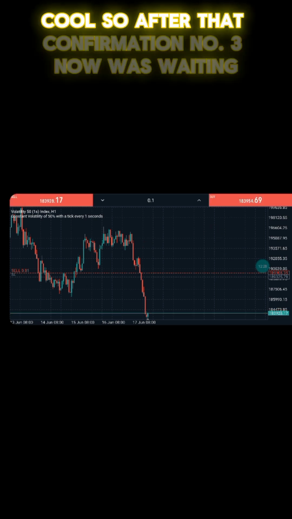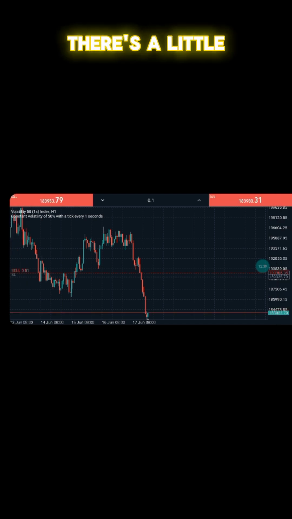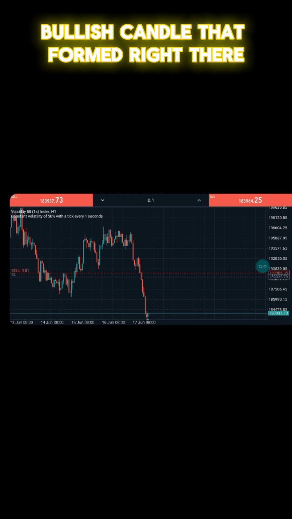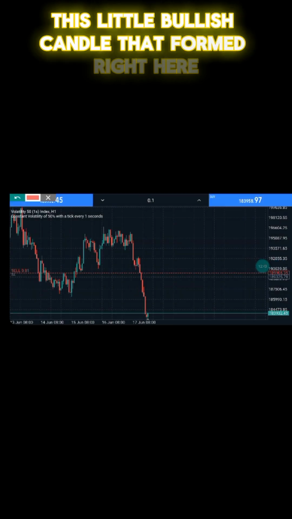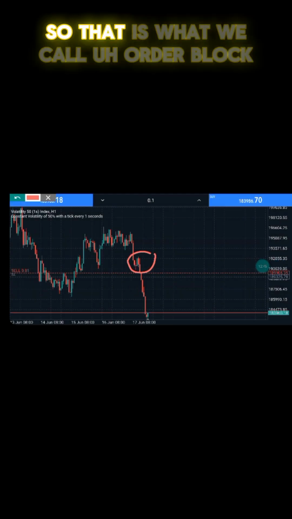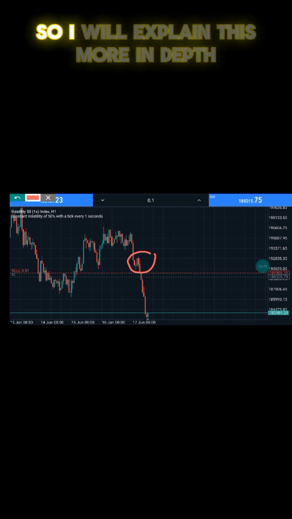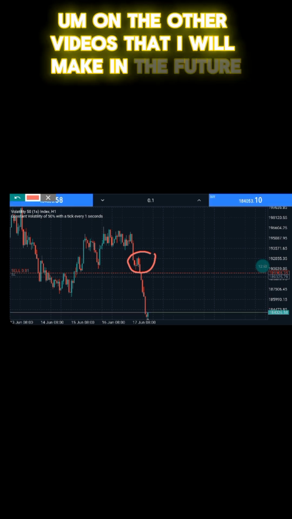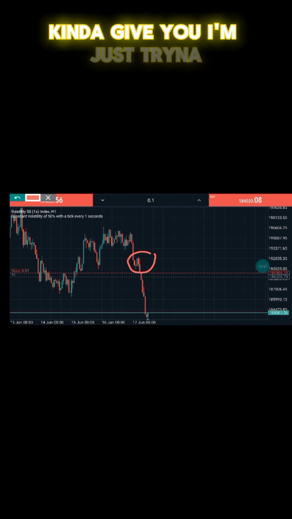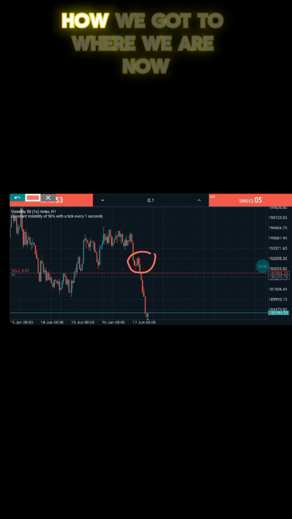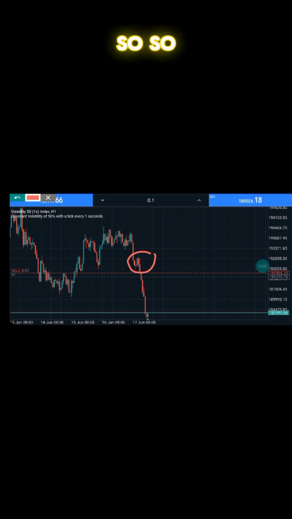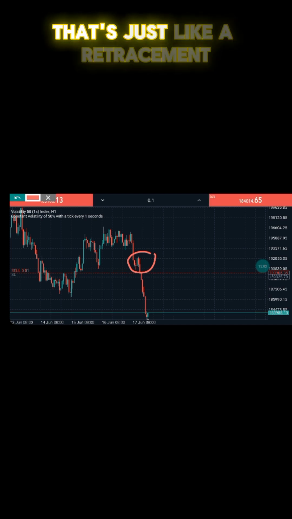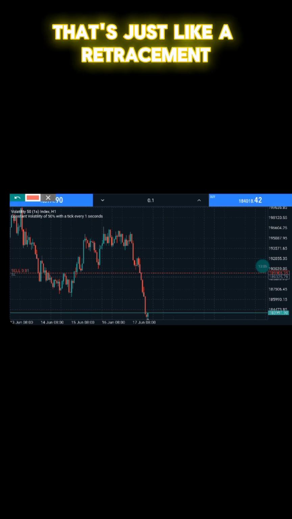So after that, confirmation number 3 was, as you can see, a little bullish candle that formed right there. This little bullish candle that formed right here. That is what we call order blocks. I will explain this more in depth in other videos that I will make in the future. But for now, I'm just trying to give you a rundown of how we got to where we are now. So seeing that order block there, that's just like a retracement.